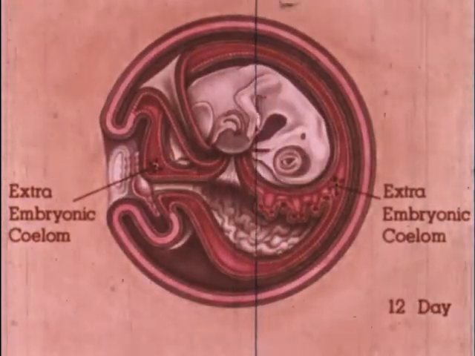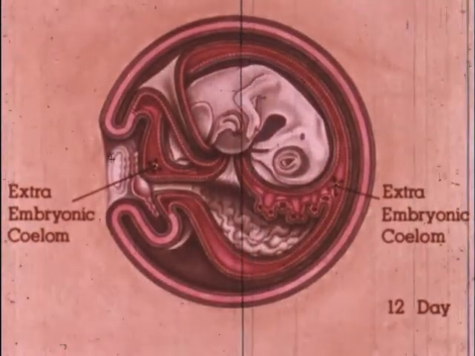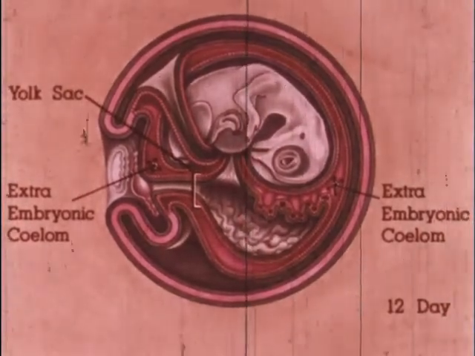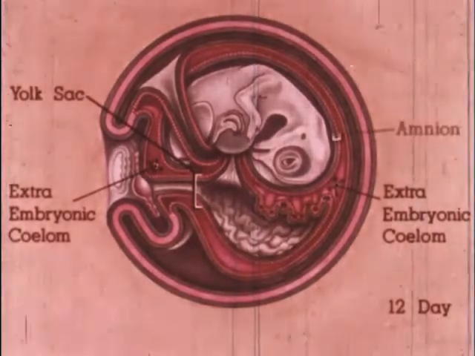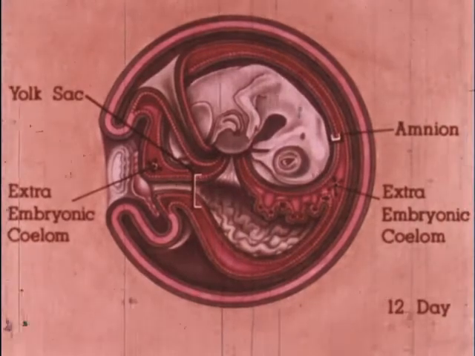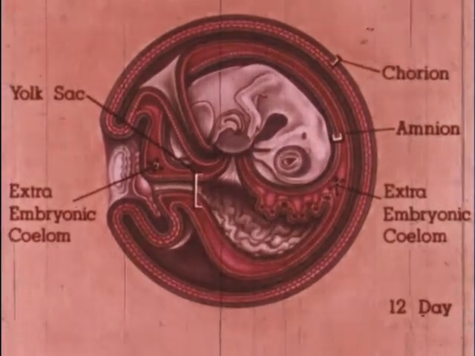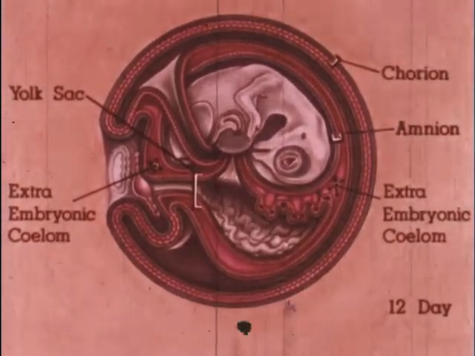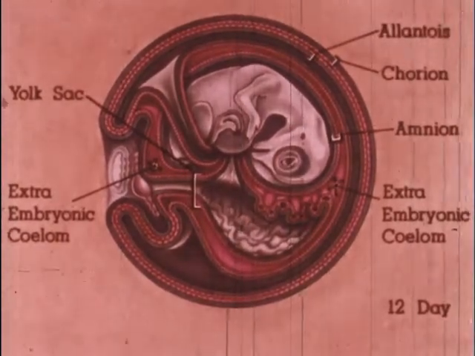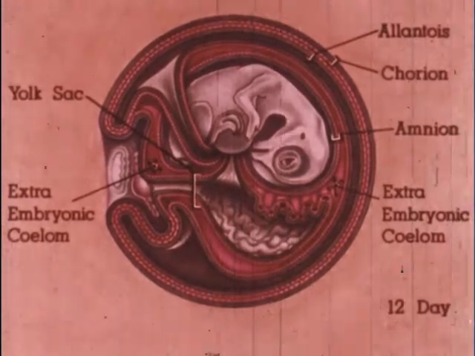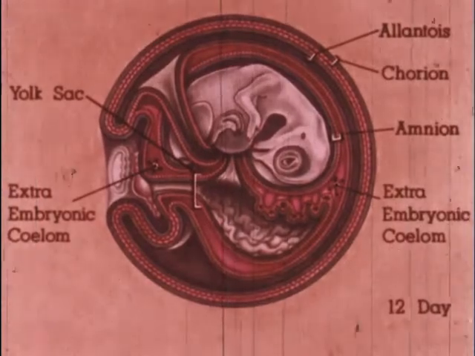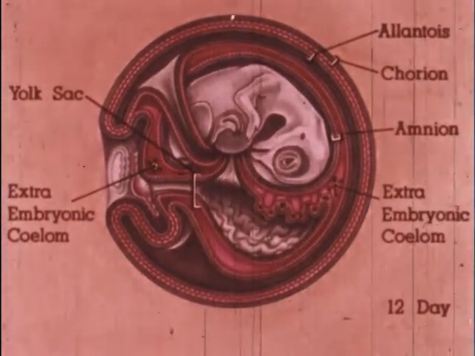In this 12-day stage, we can identify the yolk sac, which is now considerably reduced in size, the amnion, the chorion, and the allantois. The growth of the allantois, which at this stage almost completely envelops the contents of the egg, forces the albumin toward the distal end of the yolk sac.